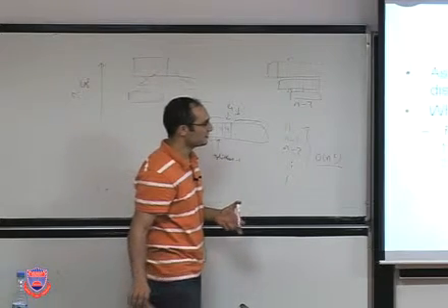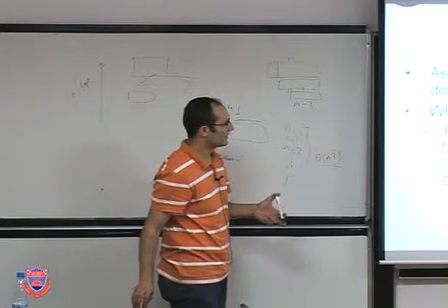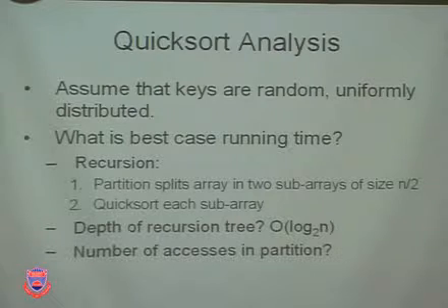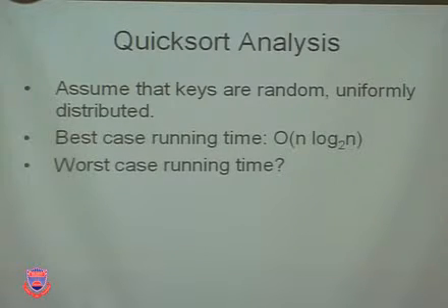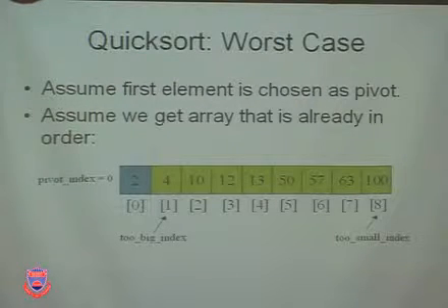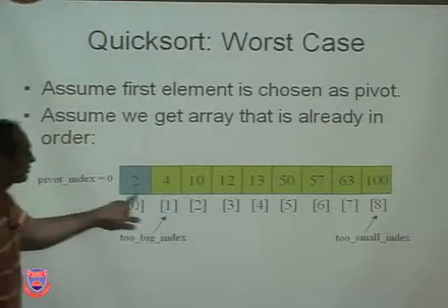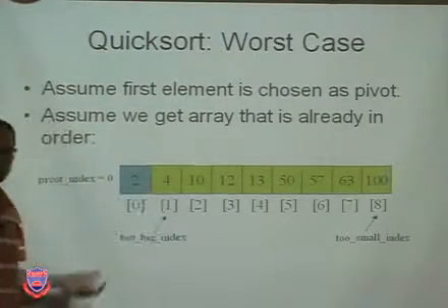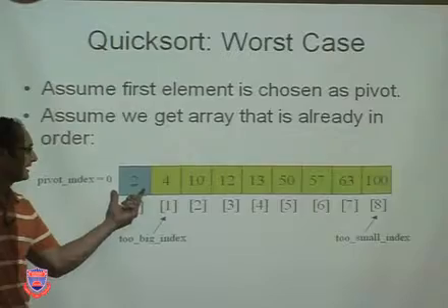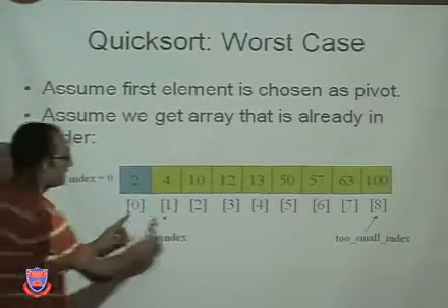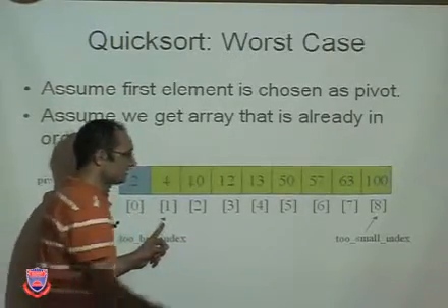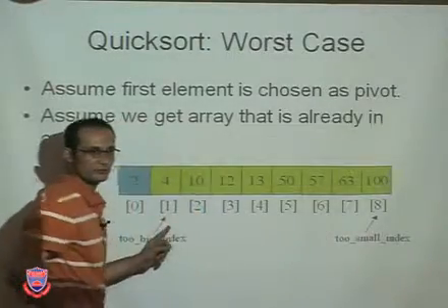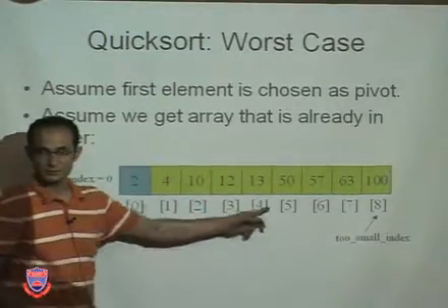For the best case, as I said earlier, this is the same thing: the depth of the recursion is log n, and in each iteration you have O(n), which gives you n log n. The worst case is if you have an array that's already sorted and you select this as the pivot. You'll basically get this in its place, and then you'll have the two big index remaining here, and then your two small index is going to move. How is this going to behave?